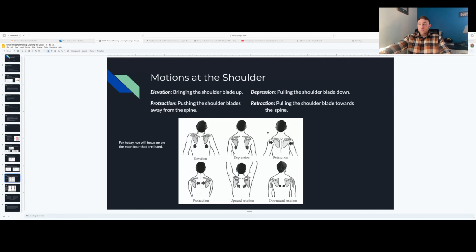And you have to understand that these things don't happen separately. It's not like I'm elevating when I do certain exercises, depressing when I do certain exercises, then upward rotation on some and downward rotation on some. You're going to have retraction and downward rotation and depression all happening at the same time, or even elevation, right? So you need to understand that these things all happen at the same time.